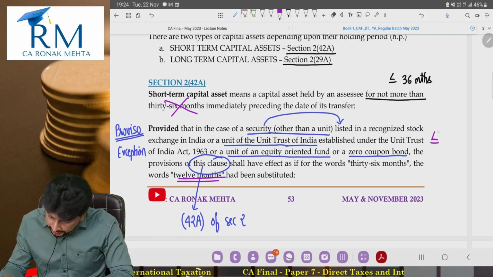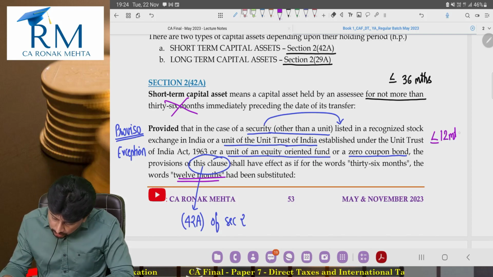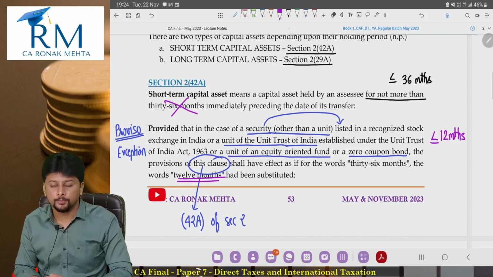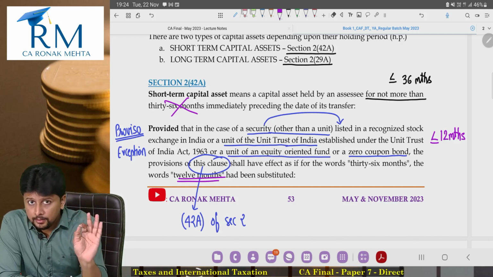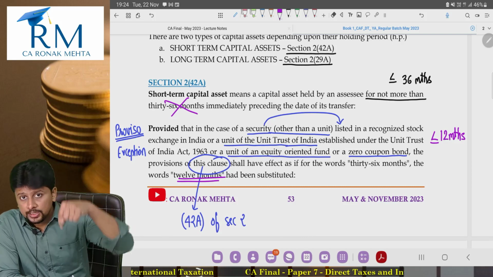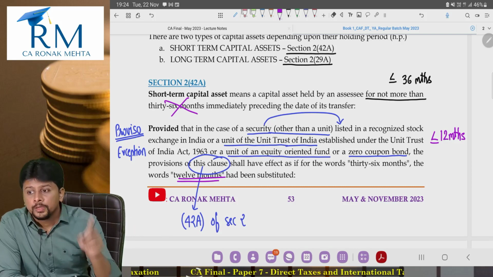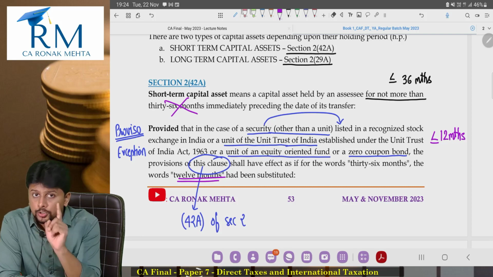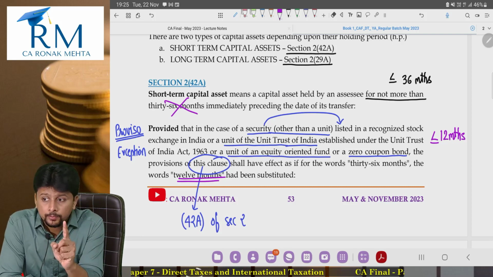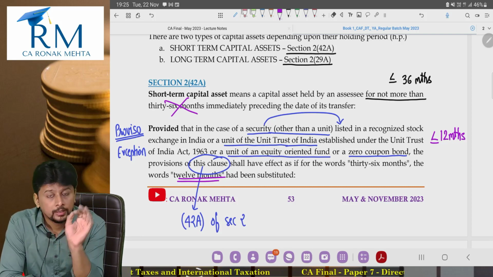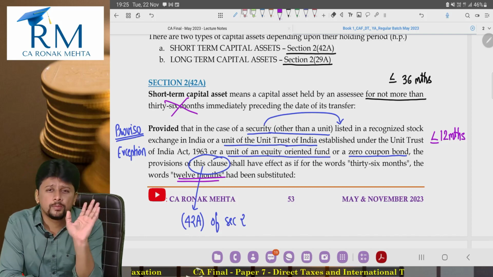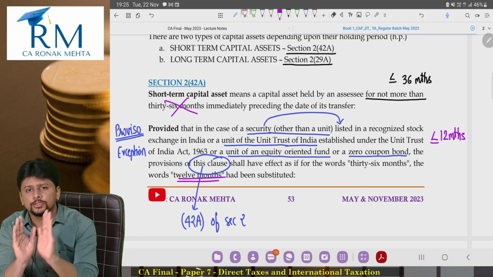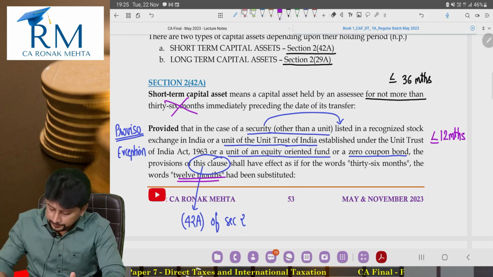So, less than or equal to 12 months would be short term for a security which is listed, but listed where? On a recognized stock exchange in India, unit of Unit Trust of India, unit of an equity oriented mutual fund, not every mutual fund, it should be an equity oriented mutual fund, and a zero coupon bond. So the holding period has to be less than or equal to 12 months.